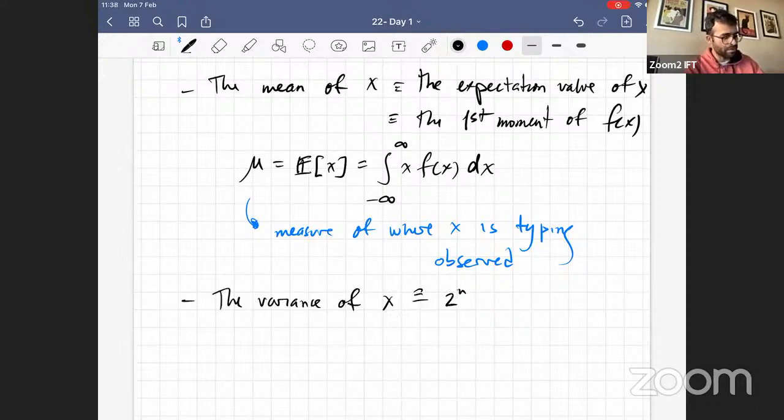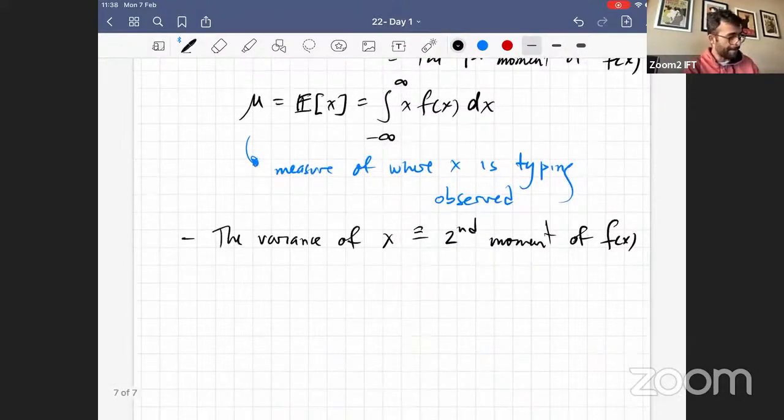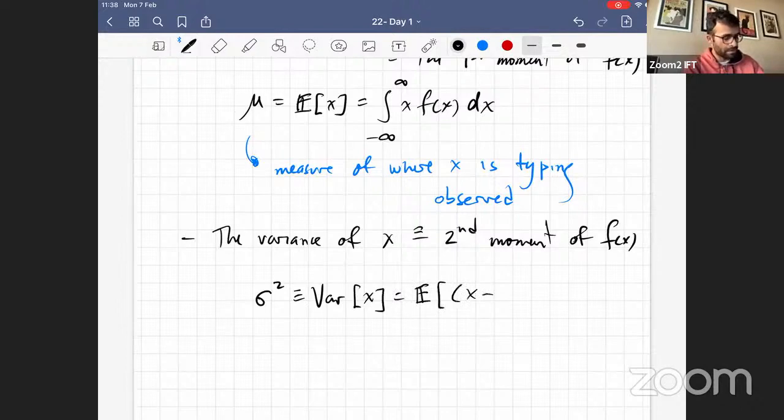It's identical to say the second moment of its PDF. In the literature, you typically parameterize it with this sigma squared, which is the same as the variance of x, or the expectation value of x minus mu squared. Okay. So, it is just the integral of this quantity weighted by f, the integral from minus infinity to infinity.